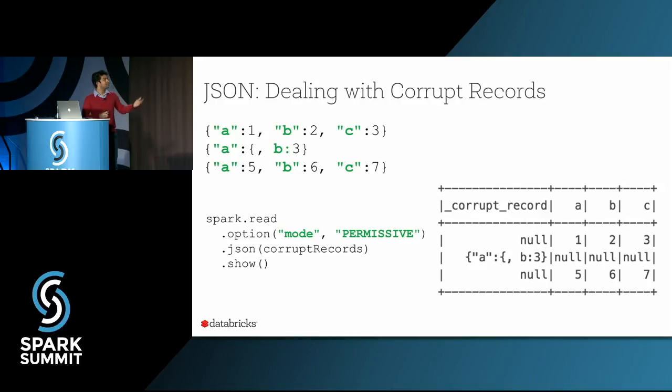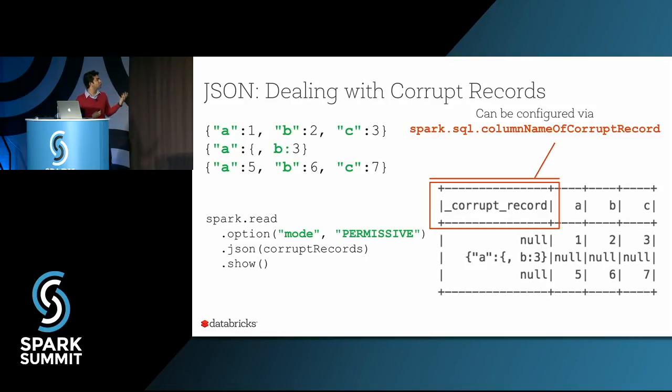In this specific case, Spark would go to the second record, and as it cannot parse it as valid JSON, it would just store it in the corrupt records column. Then it's up to the user to either fix the row or the input data, or even filter it out, depending on the use case, by simply querying this table and the corrupt record column just like any other table. By the way, you can also configure the name of this column using a simple Spark SQL flag called spark.sql.columnNameOfCorruptRecord.